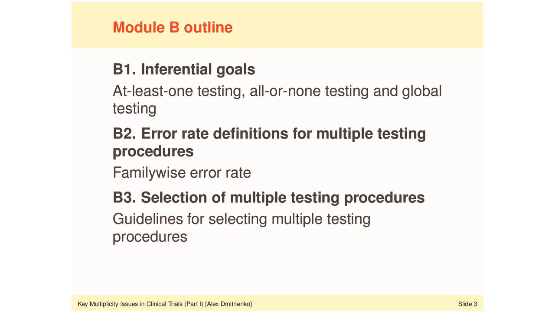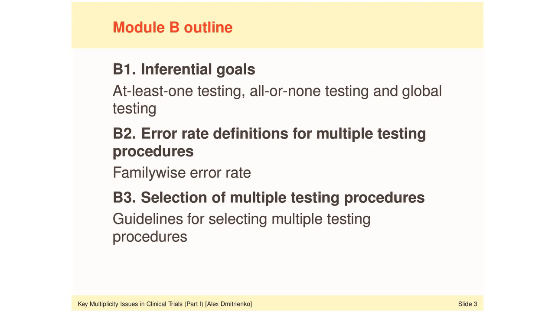For example, multiple analyses may be treated as independent entities, or they could be treated as components of a single overall analysis. In this section, we will define 3 different inferential goals, and we will talk about appropriate multiplicity adjustment procedures. This includes at least 1 procedures, and we will also call them multiple testing procedures, all or none procedures, and finally global procedures.